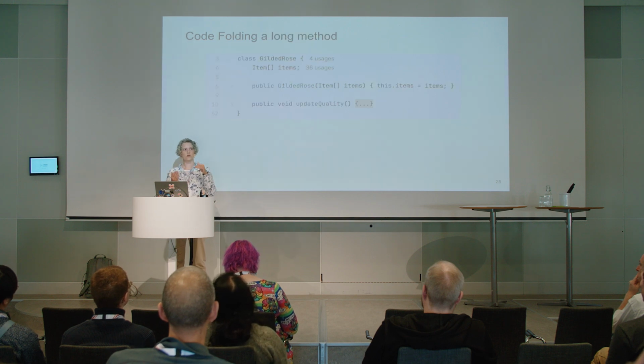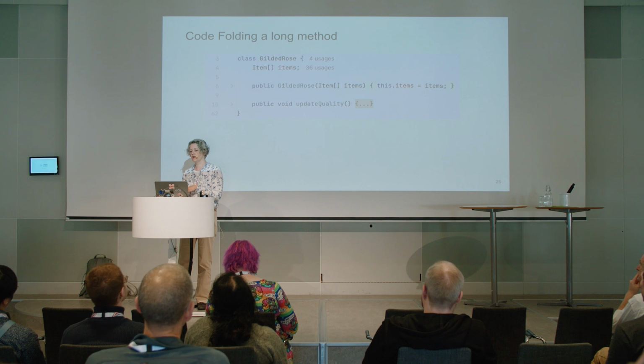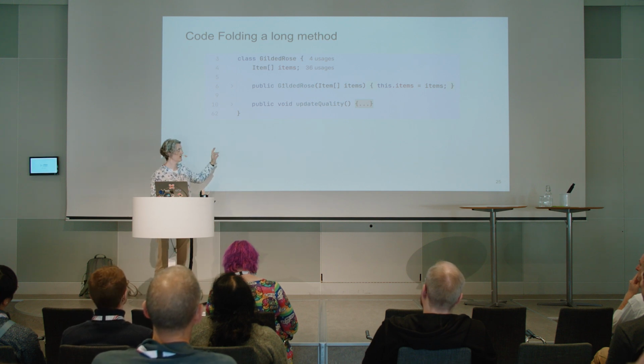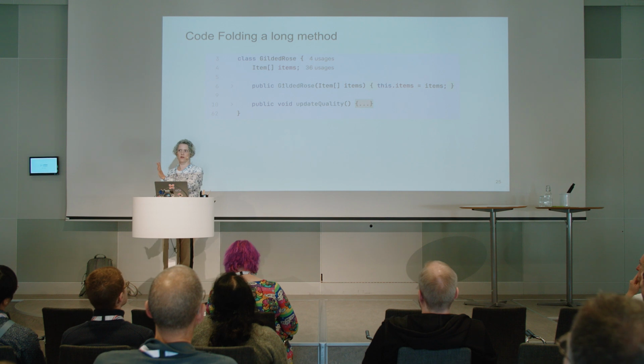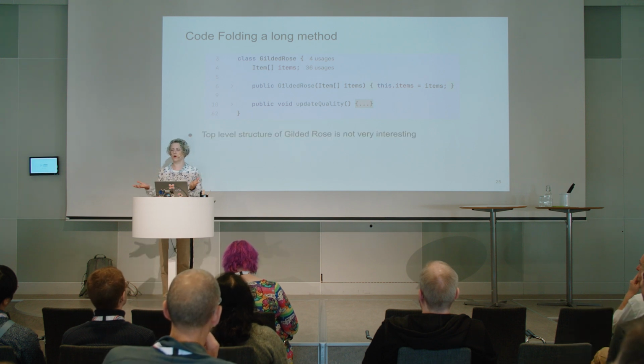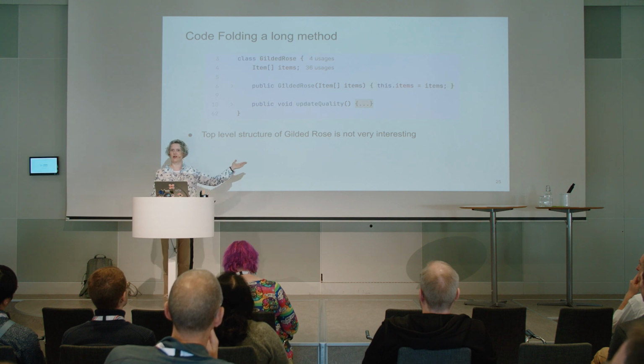So this collapsing all, I also use this when I've got a long method. So this is back on the gilded rose. The update quality method was that long method we were looking at before. So if you just collapse the code, the top level structure is not very interesting. You can see, well, it's all inside that long method. That's where all the stuff is.